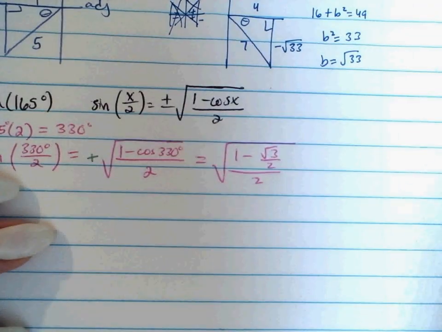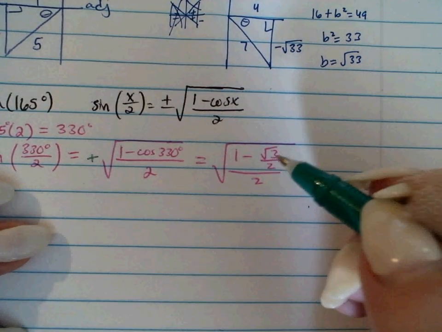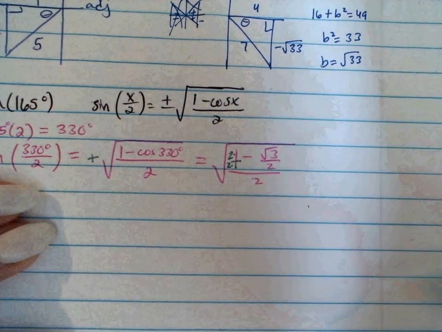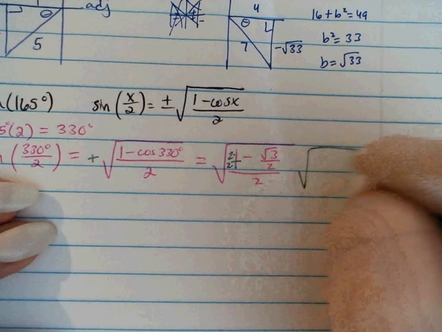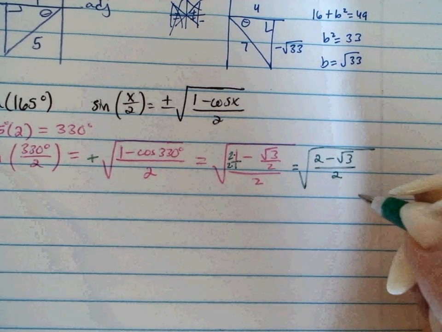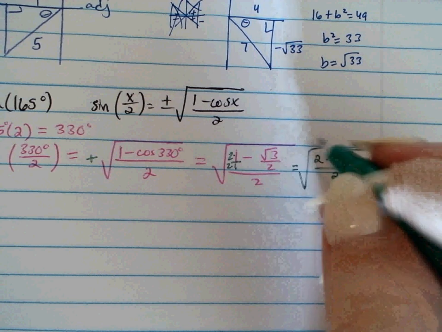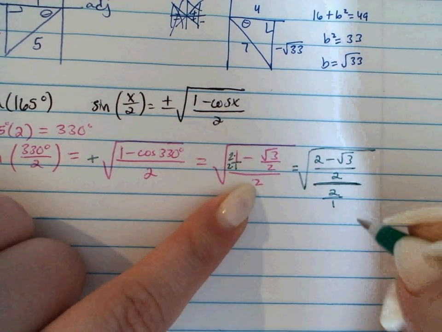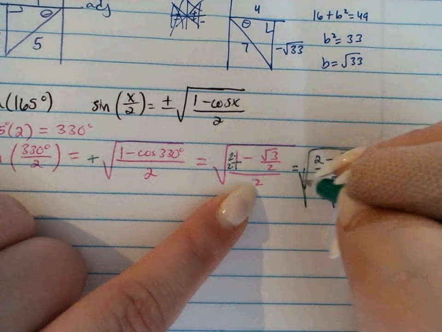But then I don't want fractions within fractions. So we're going to rewrite this 1 as 1 over 1 and then multiply by 2 on top and bottom. So then this becomes the square root of 2 minus the square root of 3, all divided by 2. So this is just the numerator. And then divided by this 2 down here, which is the same thing as 2 over 1, right? And this is all within the square root.